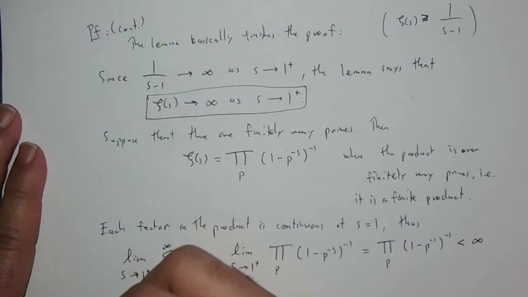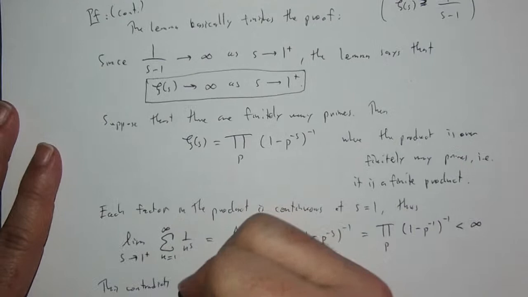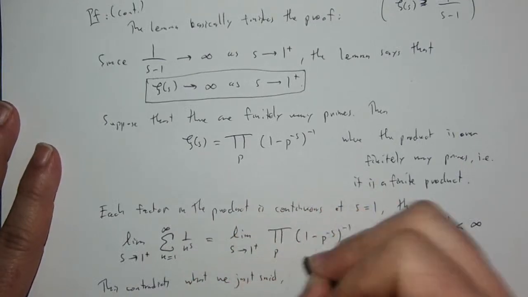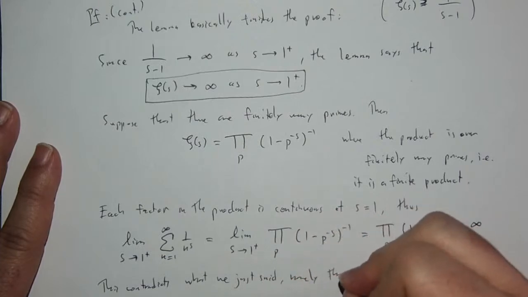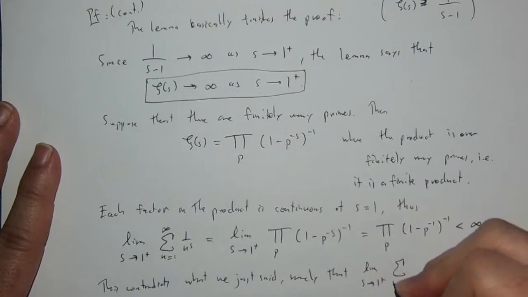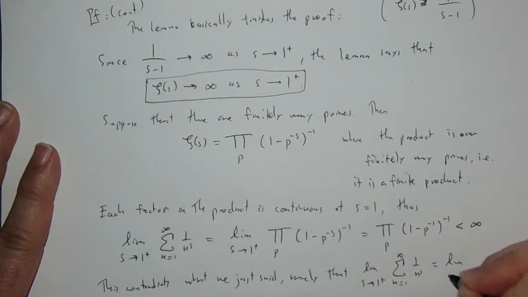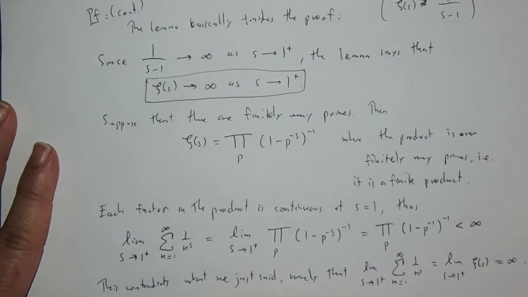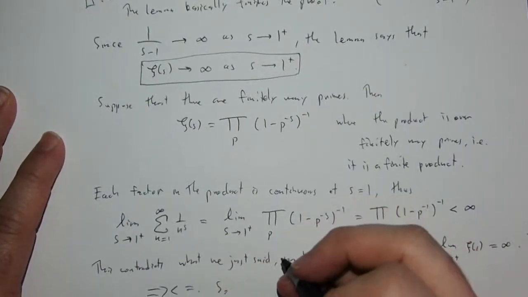But this is a contradiction. This contradicts what we just said. Namely, that the limit as s approaches 1 from the right of the sum from n equals 1 to infinity of 1 over n to the s, that's the limit as s approaches 1 from the right of the zeta function of s, but that's infinity. So this is a contradiction. So there must be infinitely many primes.